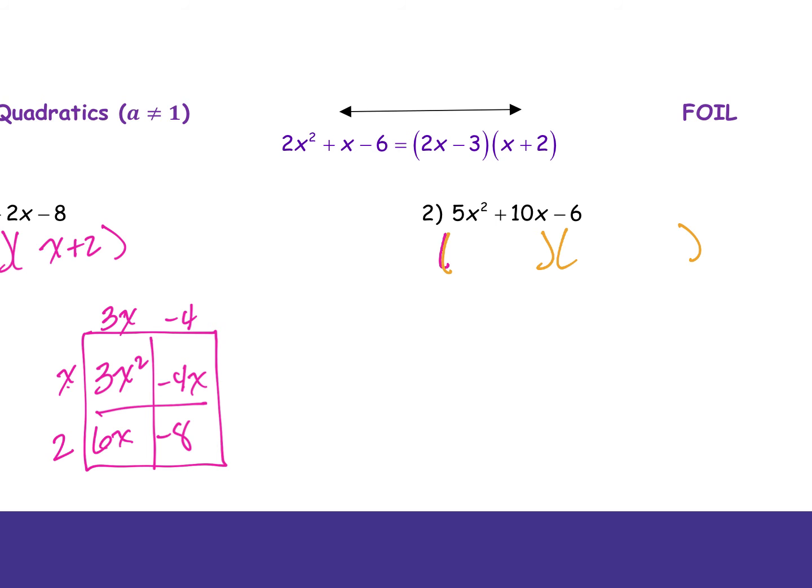Instead of doing it the box way, I can say, what happens if I kind of split this 10 up and I still want to say what adds to 10 and multiplies to be negative 30? Is that going to work? Is there one that does that? There's 15 and 2, and 10 and 3.